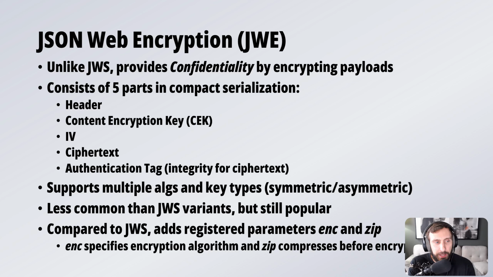And it's a little bit more complex. In this case, we have 5 parts in compact serialization. We have the header, then we have the content encryption key, or CEK. So this is the actual key that is used to do the encryption. That's built into the object, and that might sound a little bit confusing. It might sound like that is an insecure implementation because the key is right there. That key is encrypted, and we're going to talk about that in a moment.